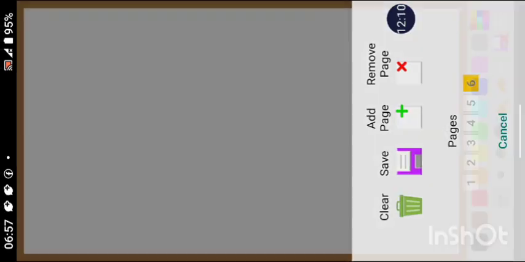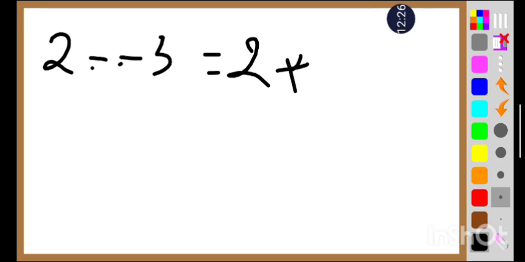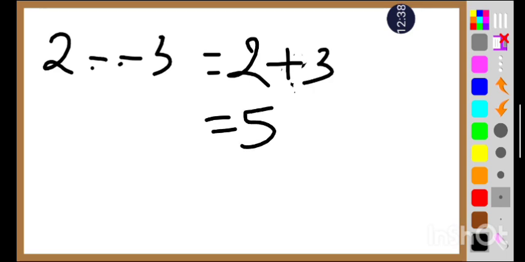Now, if you have two signs adjacent, let's say 2 minus negative 3. When the negatives are close to each other, negative becomes positive. So it becomes 2 plus 3, which will give us 5. When the signs are close to each other, negative negative gives us a positive.